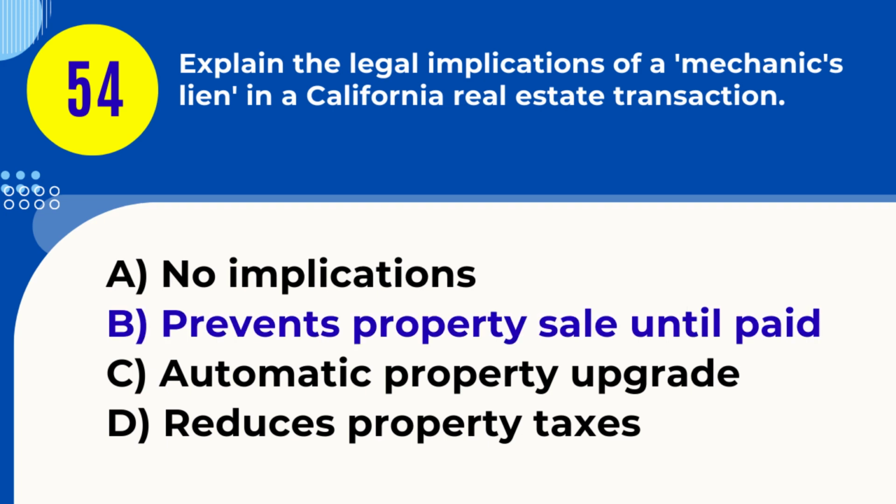Answer. B. Prevents property sale until paid. Explanation. A mechanics lien in California is a legal claim against a property by a contractor or supplier for unpaid work or materials. It can prevent the sale of the property until the lien is satisfied or resolved.